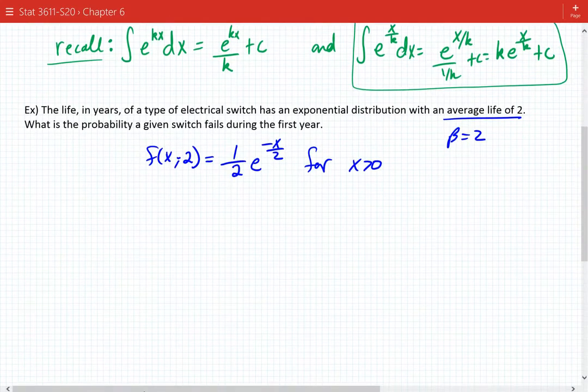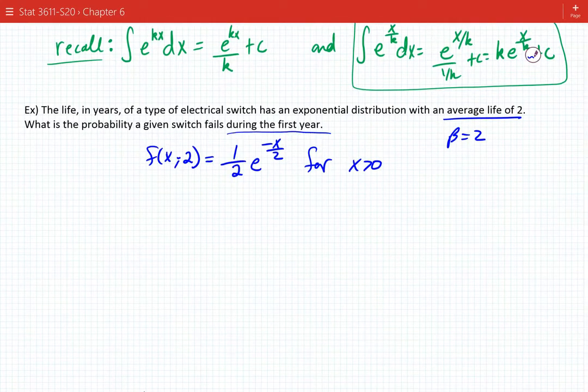So what is the probability the given switch fails during the first year? That would be the probability then that x is less than 1. I suppose it kind of goes without saying that there's an average life of 2 years here. This is assumed to be an average life of 2 years. And so failing during the first year, we want the probability that x is less than 1.